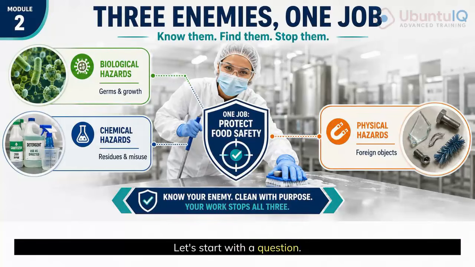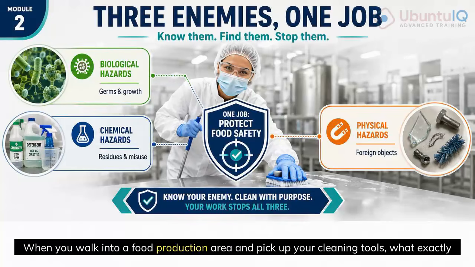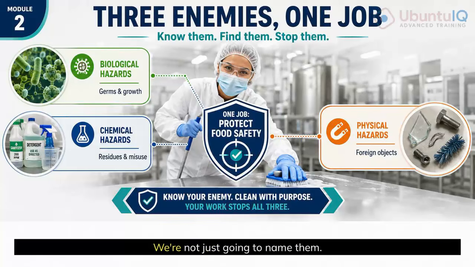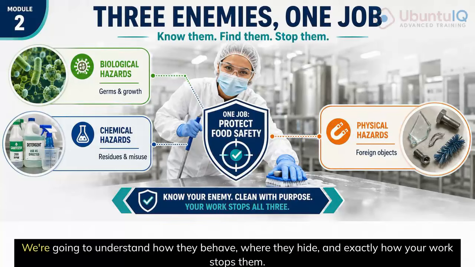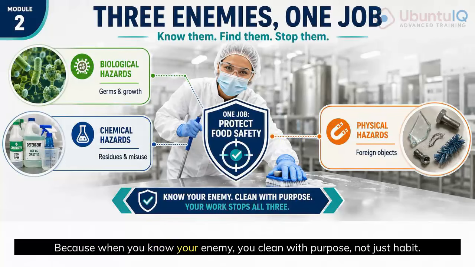Let's start with a question. When you walk into a food production area and pick up your cleaning tools, what exactly are you fighting? The honest answer is, more than most people realize. In this module, we're going to get to know your enemies properly, the biological hazards, the chemical hazards, and the physical hazards that threaten food safety every single day. We're not just going to name them. We're going to understand how they behave, where they hide, and exactly how your work stops them. Because when you know your enemy, you clean with purpose, not just habit.